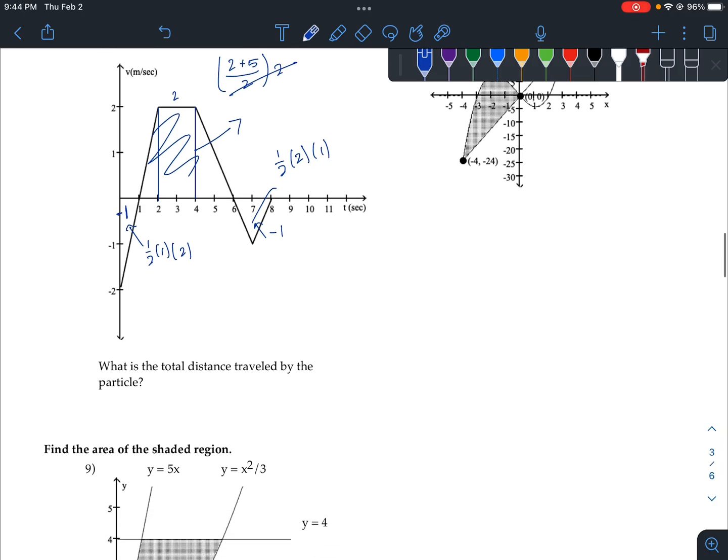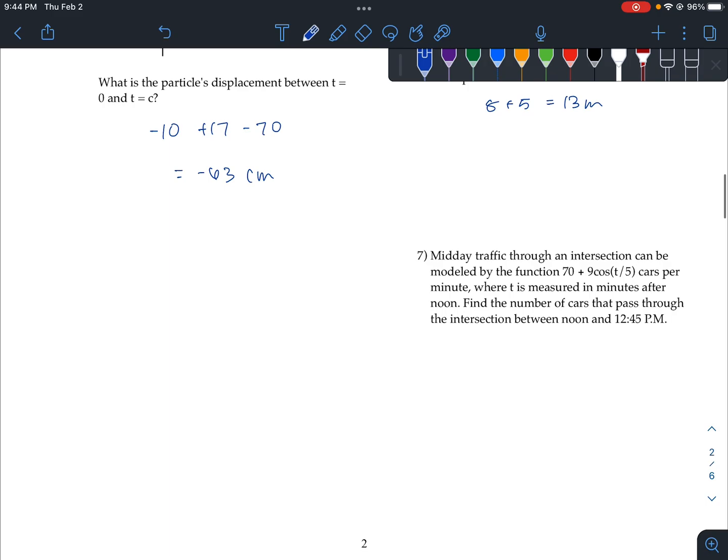So we want the absolute value of negative 1 plus 7 plus the absolute value of negative 1. So that should be equal to 9 meters that the particle traveled. Okay. Alright, going back up to 7.